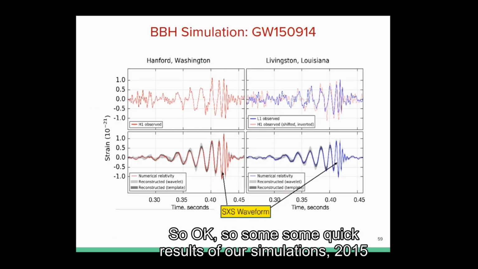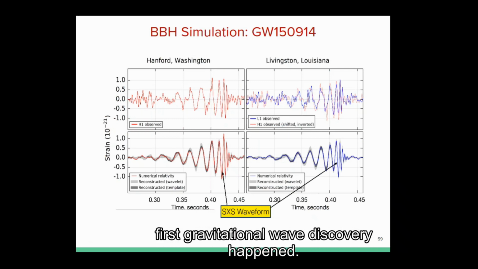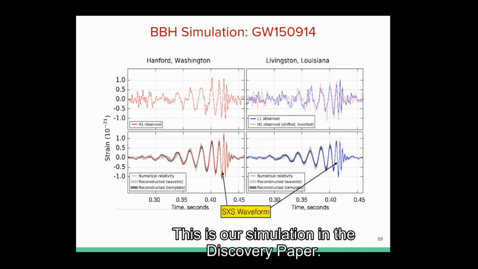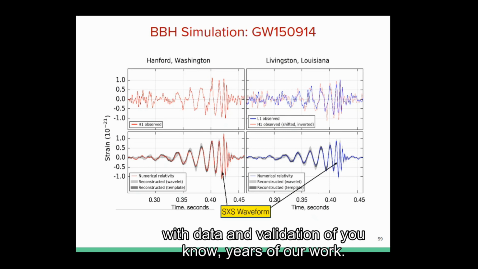Okay. So some quick results of our simulations. In 2015 the first gravitational wave discovery happened. This is our simulation in the discovery paper. This is data, and this is a simulation exactly lining up with data, which is great validation of years of work.